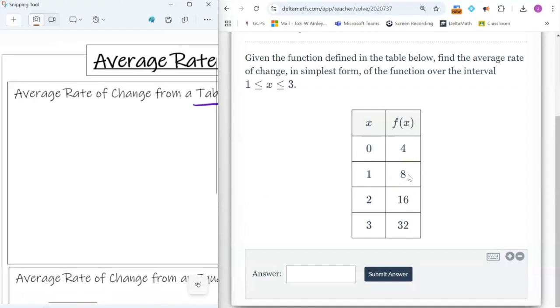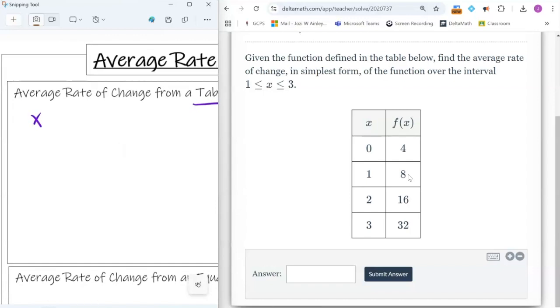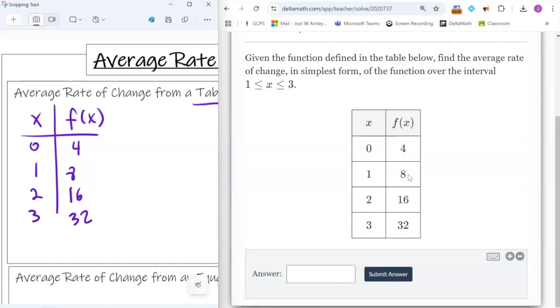So, this is from a table. There are going to be three questions, and this is the first one, from a table. So your x values and your f of x, or your y values: 0, 1, 2, and 3. And this is 4, 8, 16, and 32. Okay, so I've copied my values down.